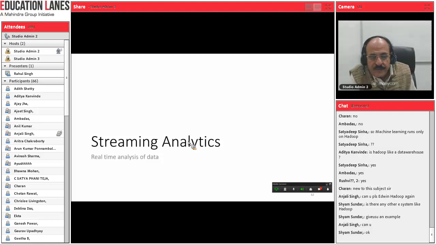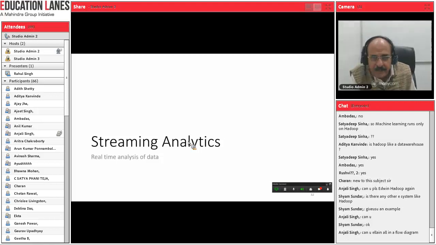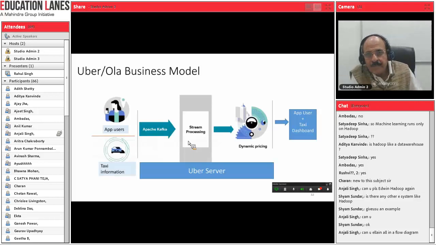Let me come to this job. Real-time data. You see, many business models today are built on real-time analysis of data. Uber and Ola, for example, are doing real-time analytics. For Uber, the whole city, every street in a city is a marketplace for Uber or Ola. Every street in a city is a marketplace.